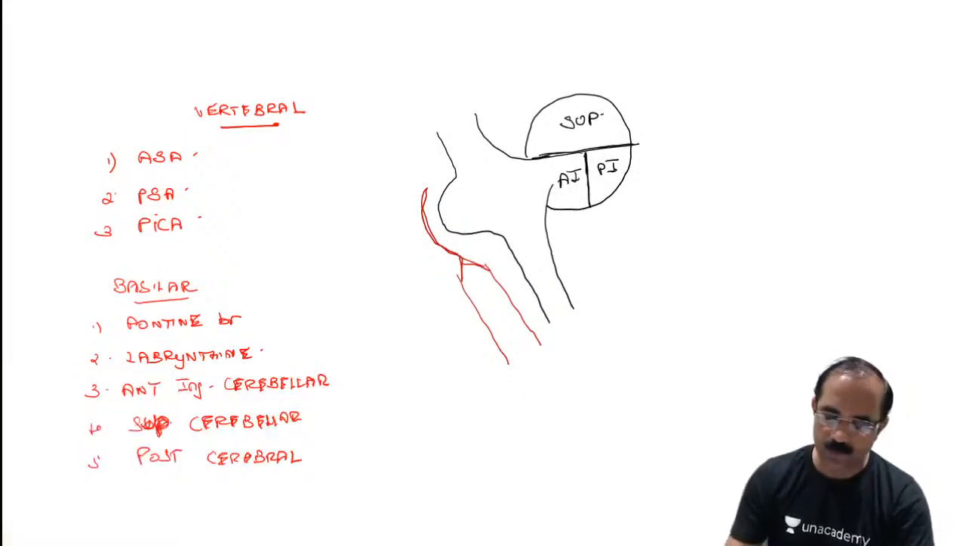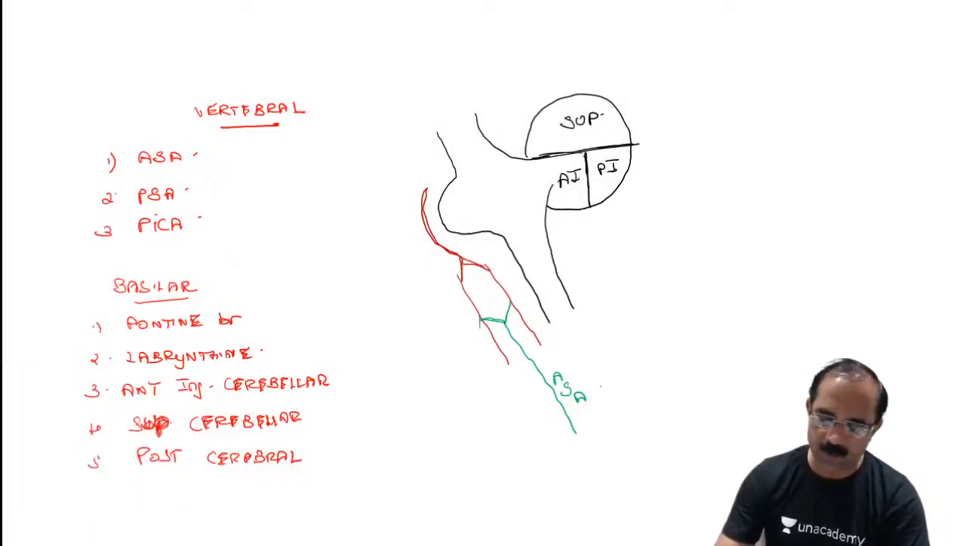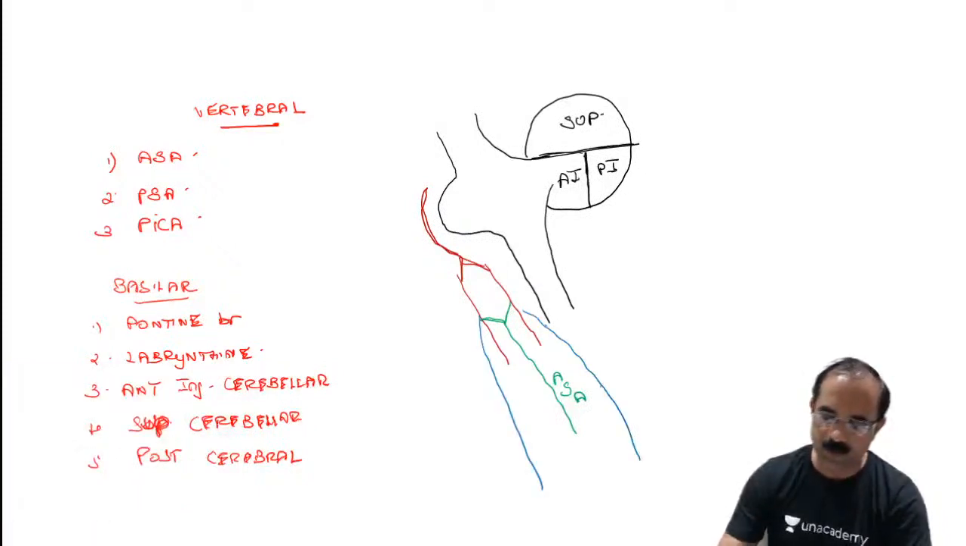What are the branches of vertebral? A single artery gives a half branch on each side. And what is this? A single artery which runs in the midline, anterior spinal. What are these arteries which are given on the posterior side? Posterior spinal artery.